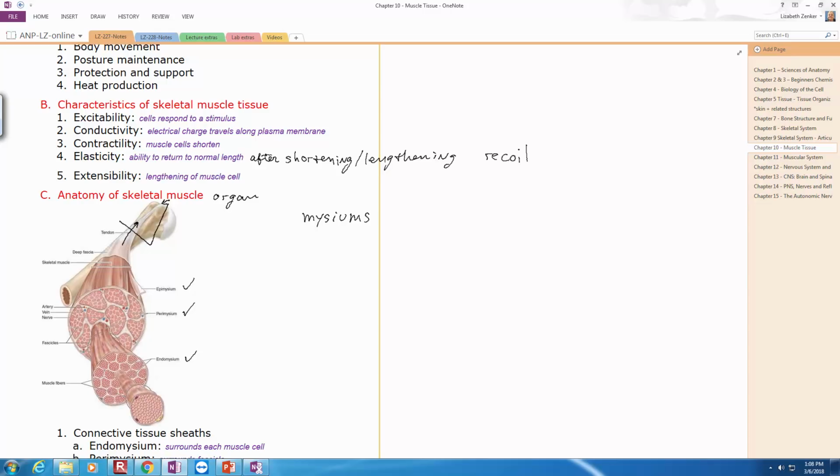So dense regular at each end. But where the wrappers surround the muscle belly, it actually becomes dense irregular CT. Am I trying to confuse you guys? I know, right? You're just going to have to memorize this stuff. It sucks. I know. I'm sorry. So the mesozymes around the muscle belly are dense irregular, but by the time it becomes the tendon, it becomes dense regular. Okay?